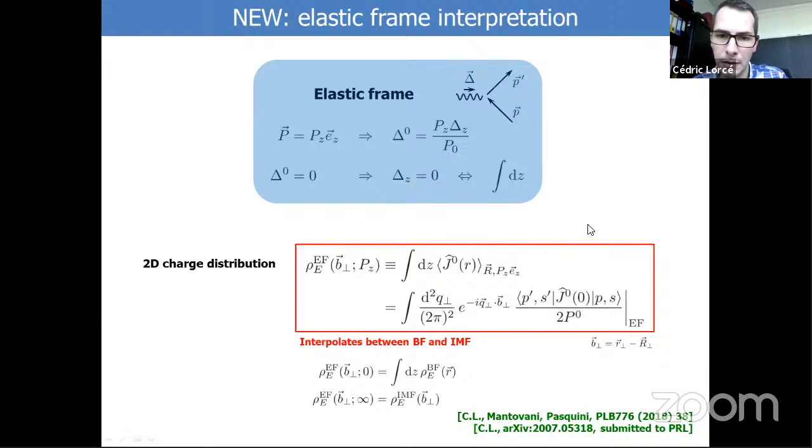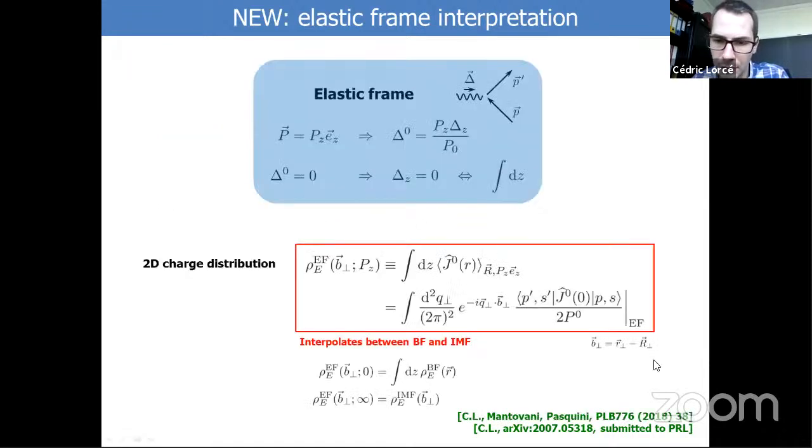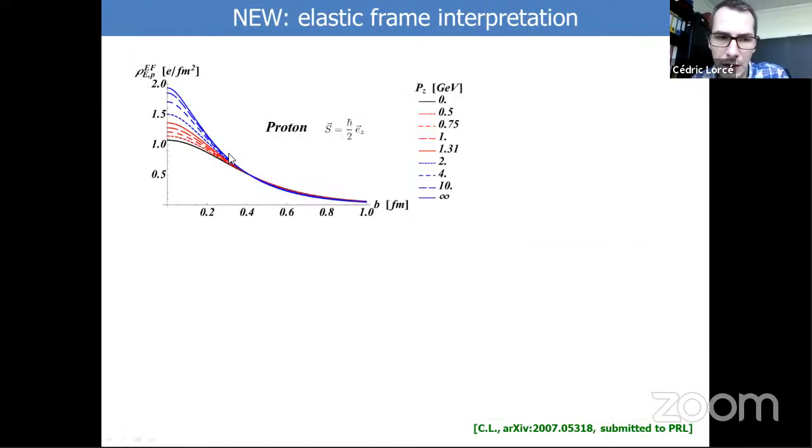So this brings me to the last slide I wanted to show. If you repeat this using the experimental form factors and this kind of formula, which I don't detail here, that's what you get. You start from the Breit frame, which is the black curve, and you increase the momentum of your proton, and you look at the charge distribution you see. The density at the center of the proton becomes more and more positive. It almost doubles, but it also shrinks in the radial direction, because the total charge should be the same.